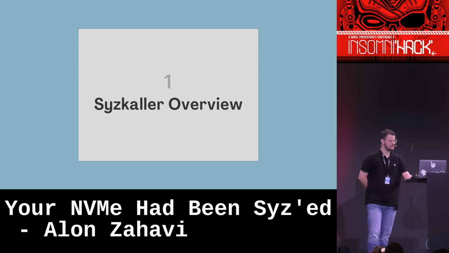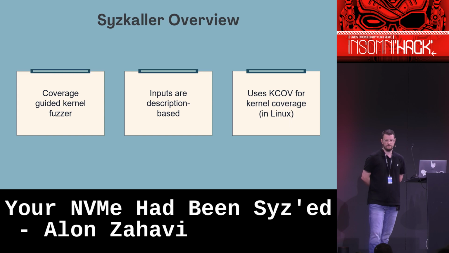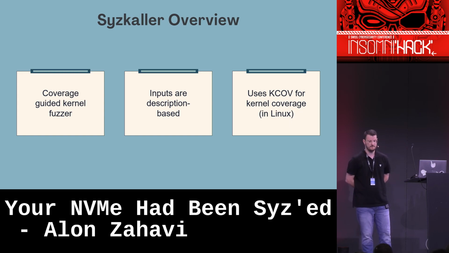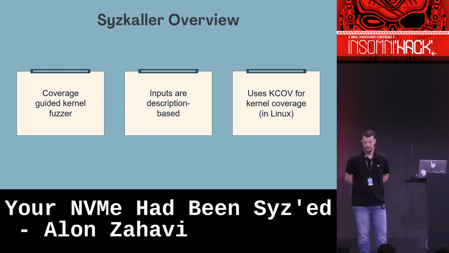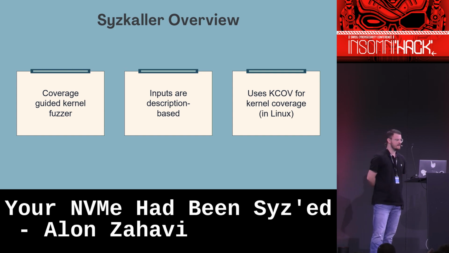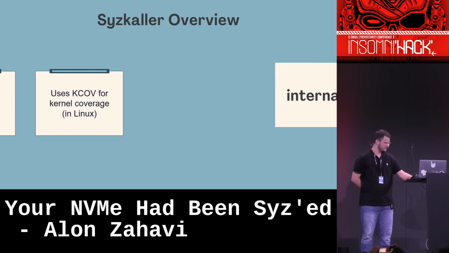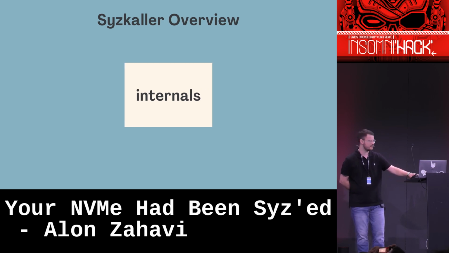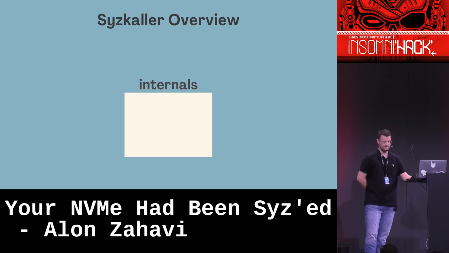Let's start with syzkaller. Syzkaller is a coverage-guided kernel fuzzer that generates inputs using descriptions that developers made inside the syzkaller repository. And it uses kcov to collect the coverage data inside Linux machines. But of course, I'm not gonna give you just this high-level overview. So we'll talk a bit about the internals.